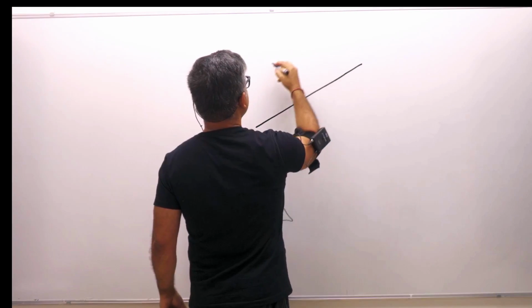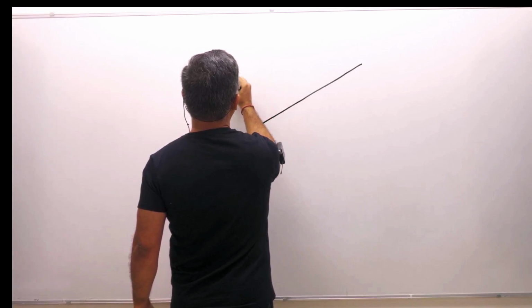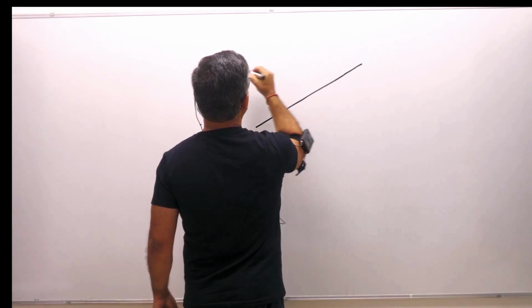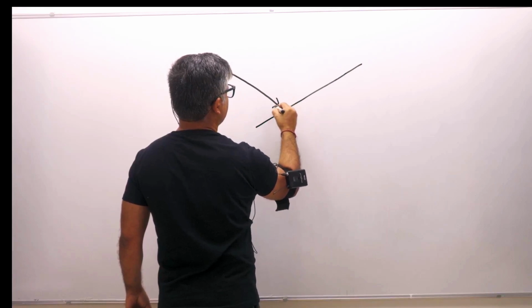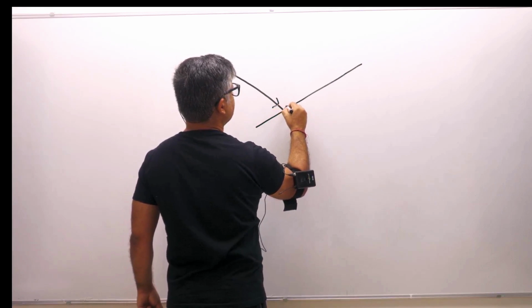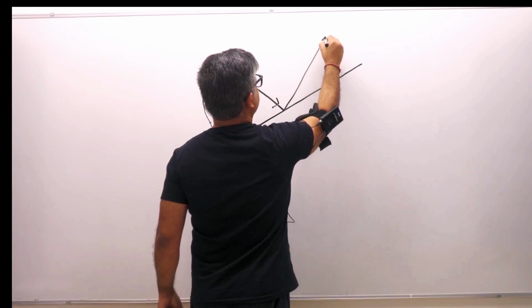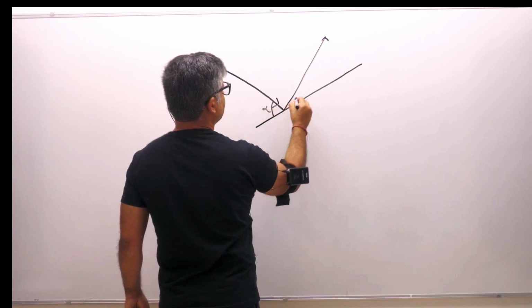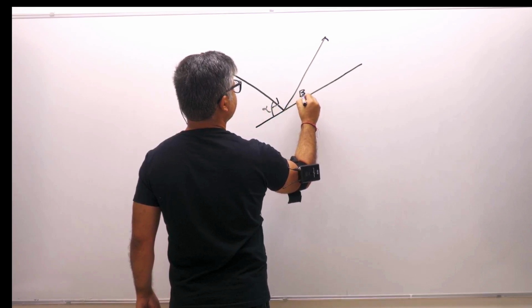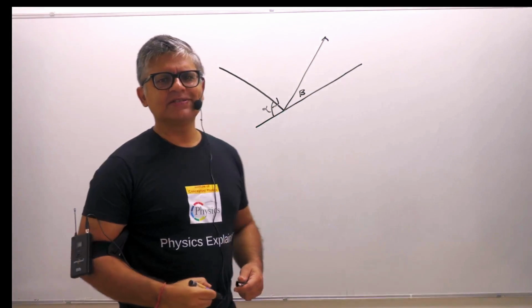Body comes and strikes it obliquely. So maybe it comes like this, and goes back like this. Let this angle be alpha. Let this angle be beta. Okay, so I'll just repeat.